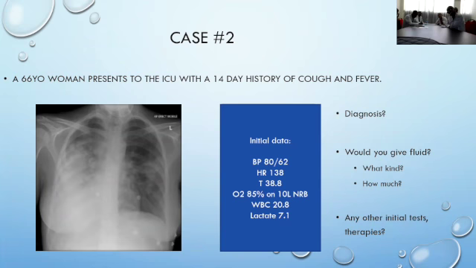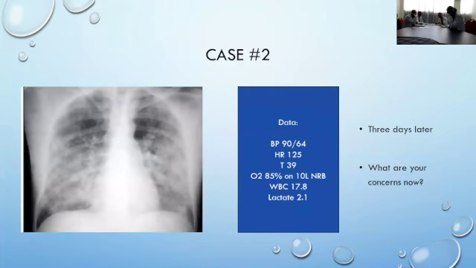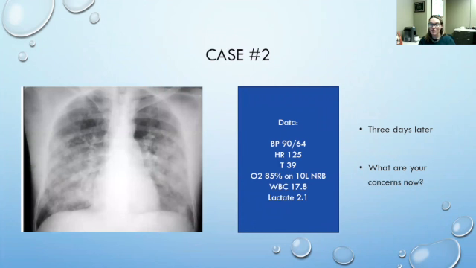I would probably try a little fluid in her, maybe 500 cc's to 1 liter. I agree with you. I would use something balanced and see how she did. And I would just make sure to have the conversation that, hey, you might need to get intubated. So this is a classic pneumonia patient that comes into the ICU.